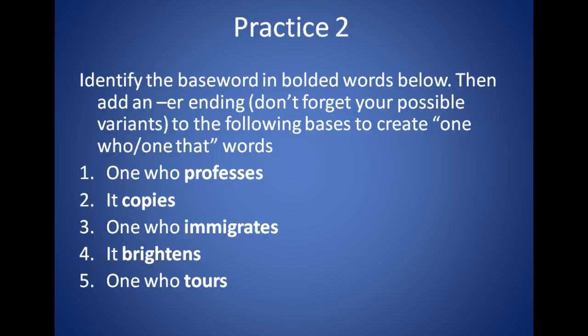Now, I want you to do another practice. Take these bolded words, professes, copies, immigrates, brightens, and tours, and find the base word. Remember, that will be what the word is if you take off all present suffixes. Words can have more than one suffix, so pay attention. Take it right down to the base word. Then, you are going to add a suffix or suffixes to create a word that means one who or one that does something. So you're going to create a word that means one who professes. You will create something that means one that copies. Pause your video, make your words.